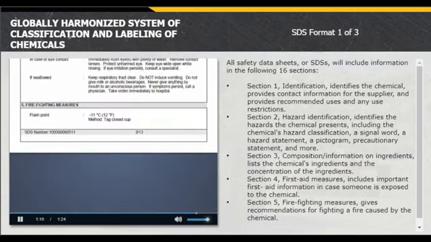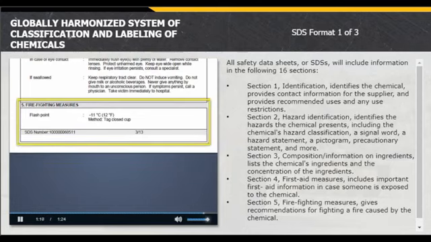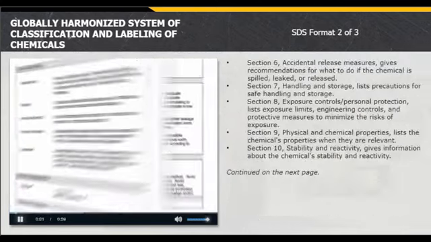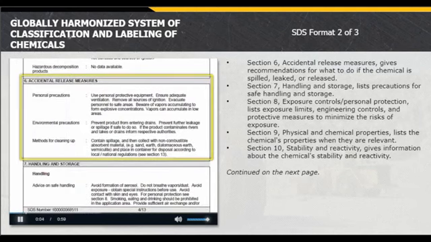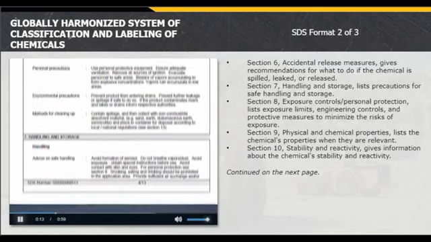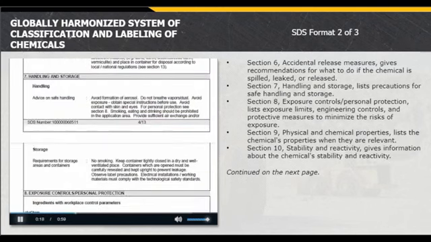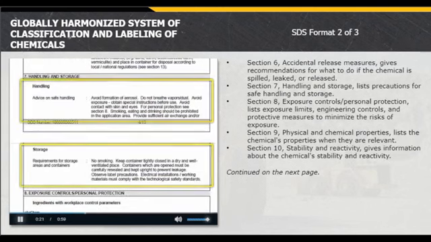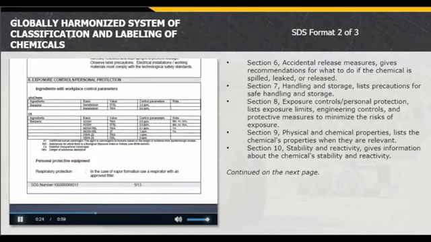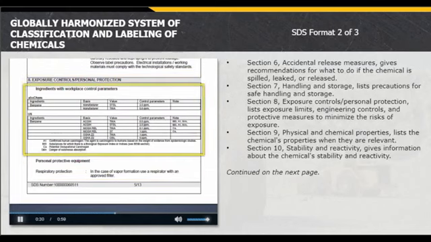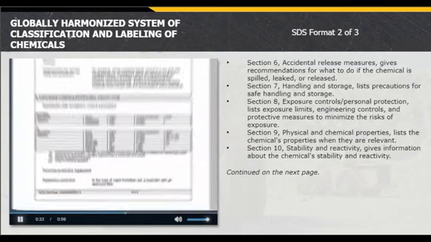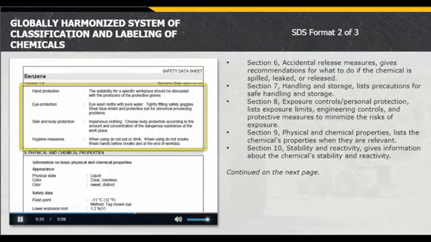Section 5. Firefighting measures. Gives recommendations for fighting a fire caused by the chemical. Section 6. Accidental release measures. Gives recommendations for what to do if the chemical is spilled, leaked, or released. Section 7. Handling and storage. Lists precautions for safe handling and storage. Section 8. Exposure controls, personal protection. Lists exposure limits, engineering controls, and protective measures to minimize the risks of exposure.